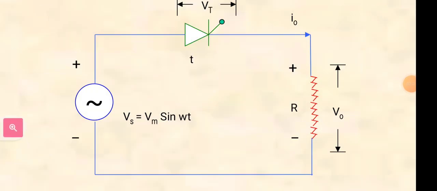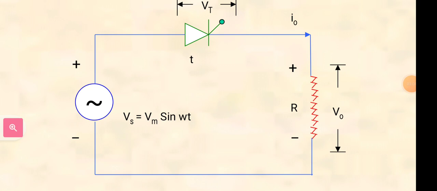So here, the diagram is the single phase half wave controlled converter using resistive load. It consists of a single thyristor feeding DC power to the resistive load. Let us consider a source voltage Vs equal to Vm sin omega t applied to the circuit.